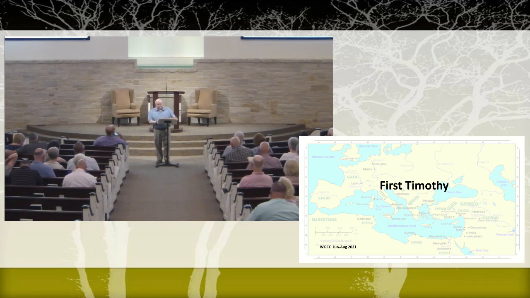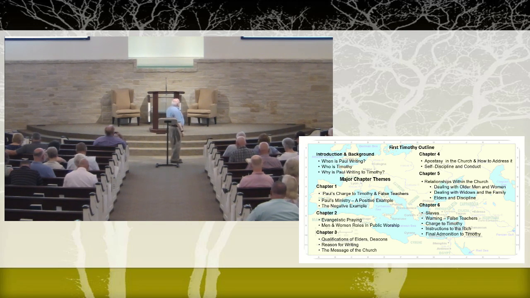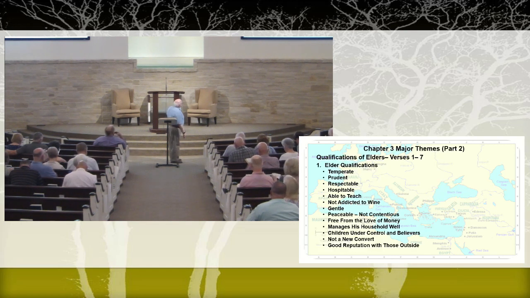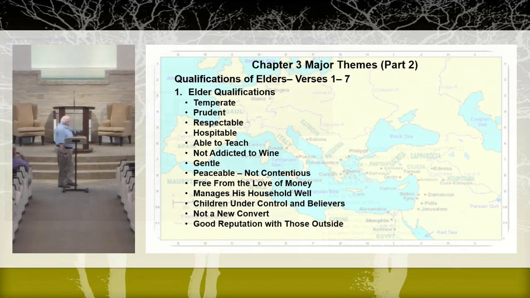Wow. On your sheet, last week, we were in chapter 3, qualifications, reason for writing. And last week we did the first set. Now we're doing the second set. We're starting with temperate. Temperate, prudent, respectable, hospitable, able to teach, not addicted to wine, gentle, peaceable, not contentious, same thing. Free from the love of money, manages household well, children under control, and believers. That comes out of Titus. Not a new convert, and good reputation with those outside. That's quite a list.